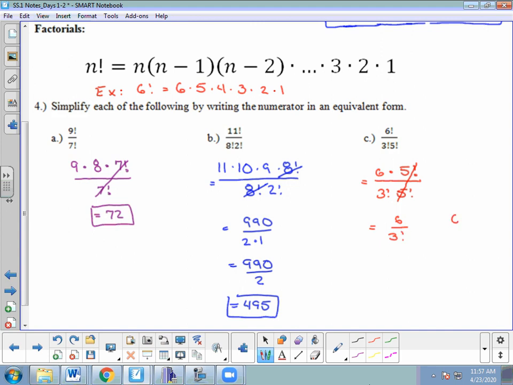Now, some of you may have written this out as 6 over 3 times 2 times 1, which would be 6 over 6. That would be perfectly okay to write. 6 over 6, and then this would simplify down to 1.